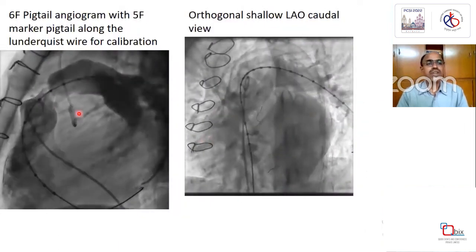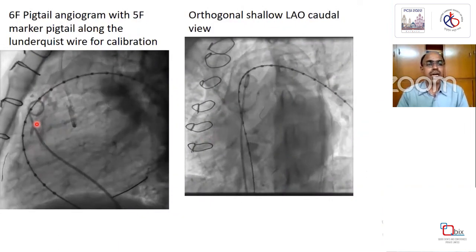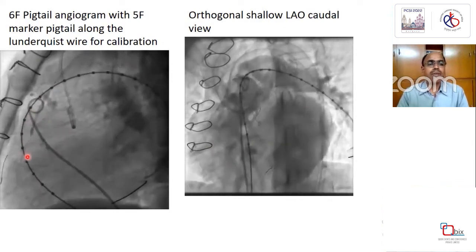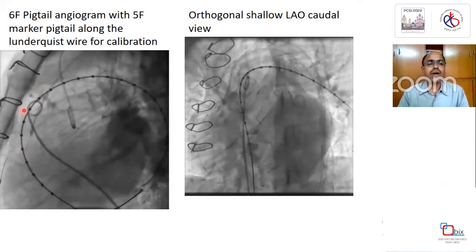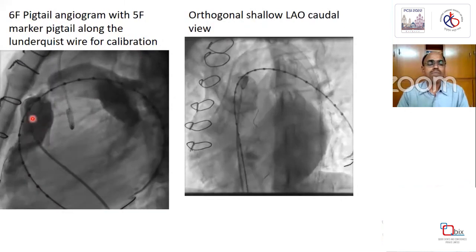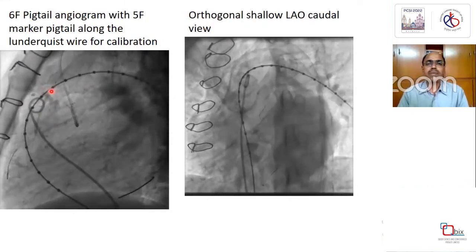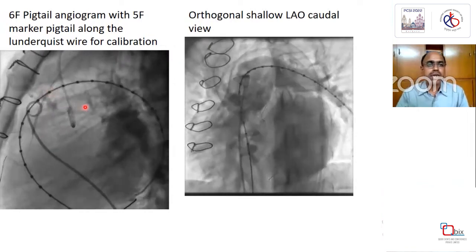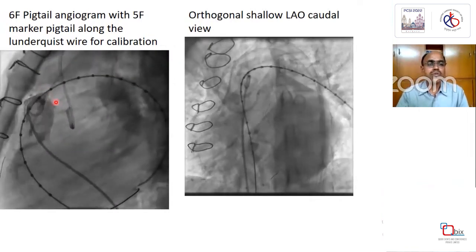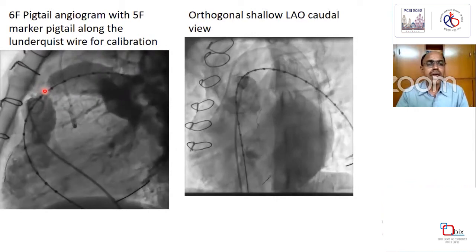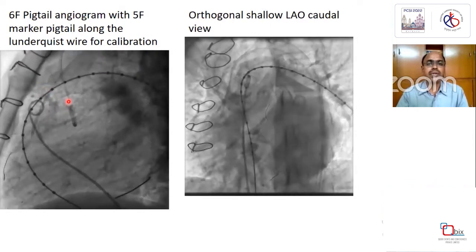The initial 6 French pigtail angiography was done while we were placing a 5 French marker pigtail along the Lunderquist wire. It helped us to calibrate with the marker pigtail and identify that the conduit was measuring almost around 9 to 10 millimeters in its diameter.